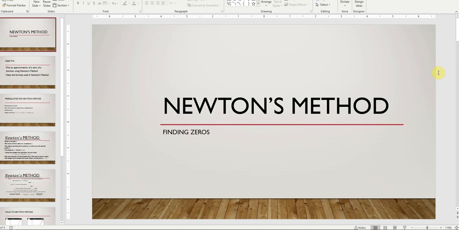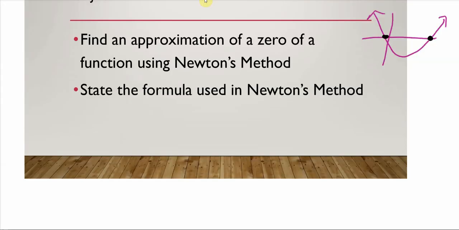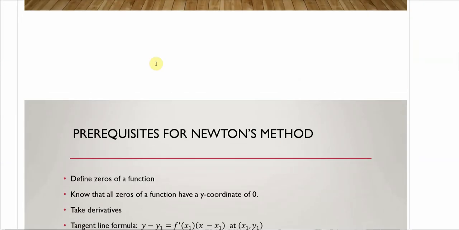Now, when I look at the first objective, I hope you understand what I mean by the zeros of the function. Let's pretend I have a function here, and this function has two zeros. My first zero is going to be a negative value, and my other zero is going to be a positive value. So the zeros are where the function crosses the x-axis, or you can say they're called the x-intercepts, or where the y values are 0. Okay, so we're going to be looking at Newton's method.